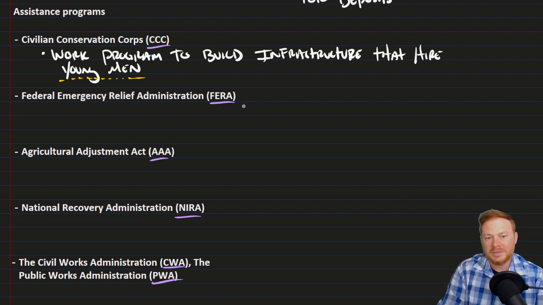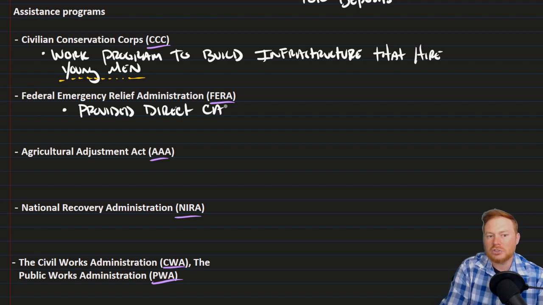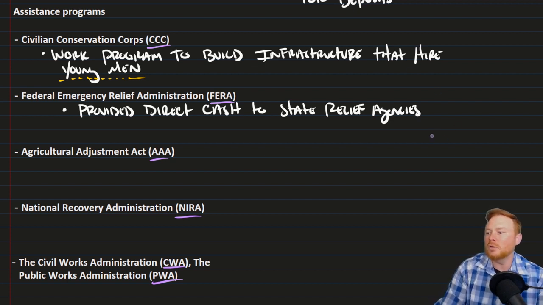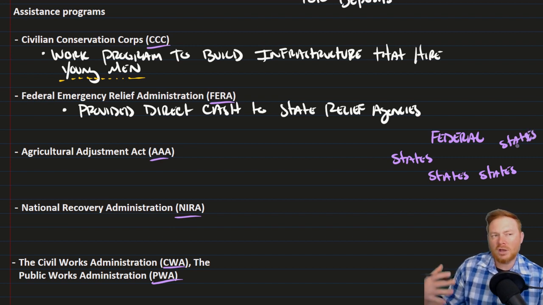Another program that was created was FERA, the Federal Emergency Relief Administration. This was to provide, or we'll say provided, direct cash to state relief agencies. And this is a big point about the New Deal: a lot of the ways in which this assistance is put out is that you have the federal government, and that's what Roosevelt's in charge of. He's president of the United States. But there are already a lot of other apparatuses in place, like individual state governments.